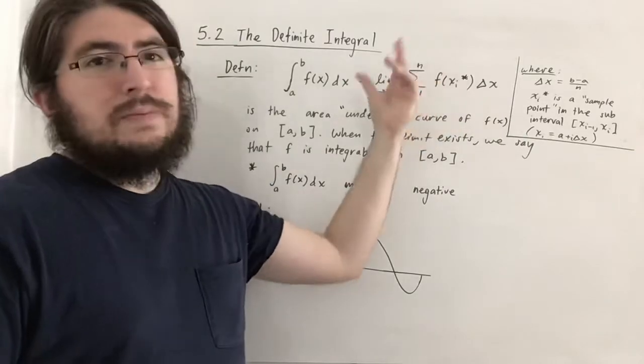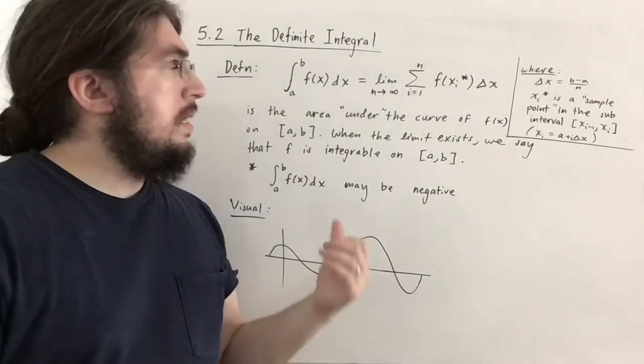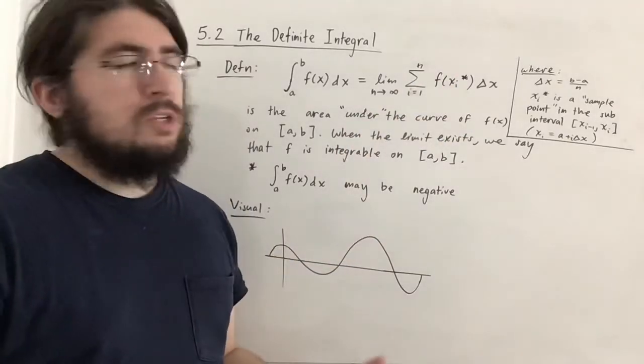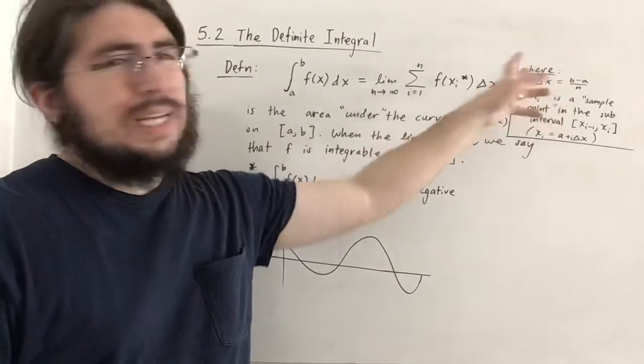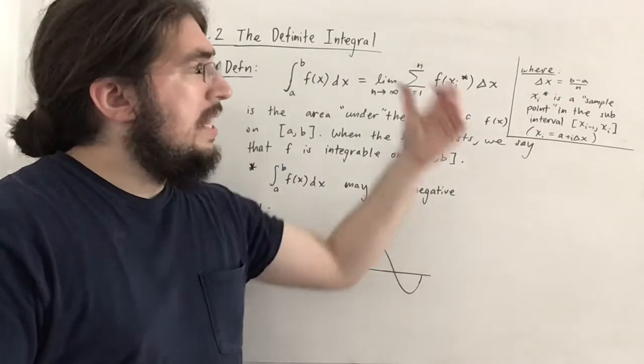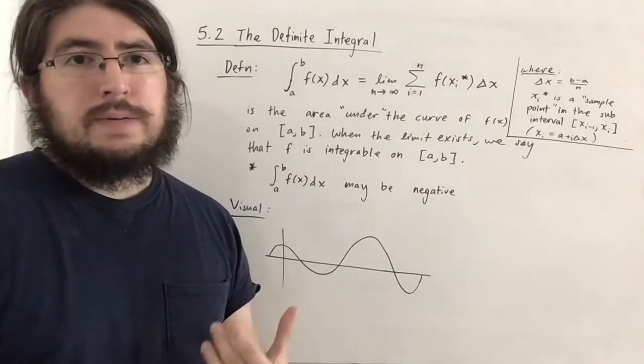It's a summation basically representing the area under the curve, just like we formulated in 5.1. Now this x_i star, you don't really have to worry about too much. I describe it here a bit. Delta x is the same as before, it's (b minus a) over n, so that's the width of those rectangles.